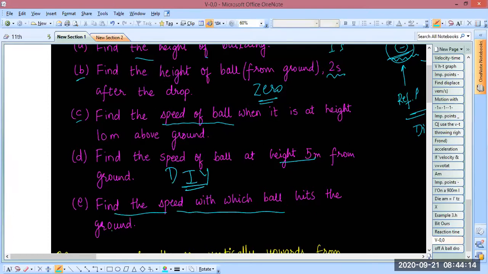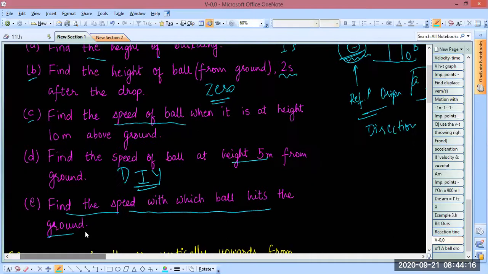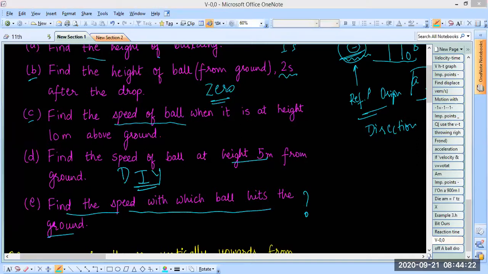Now let's find this. Find the speed with which the ball hits the ground. E. Tell me the answer of E. Come on, everyone. Tell me the answer for E.